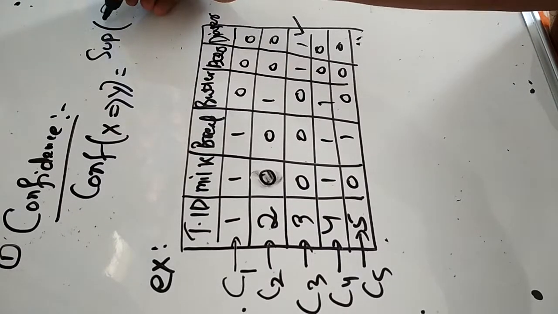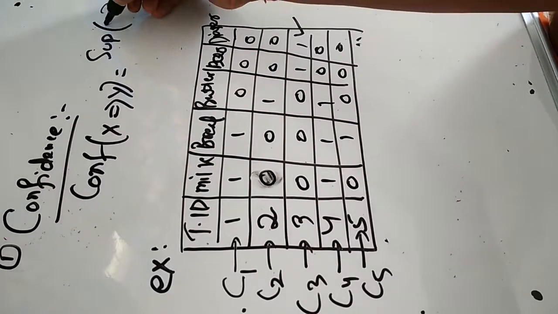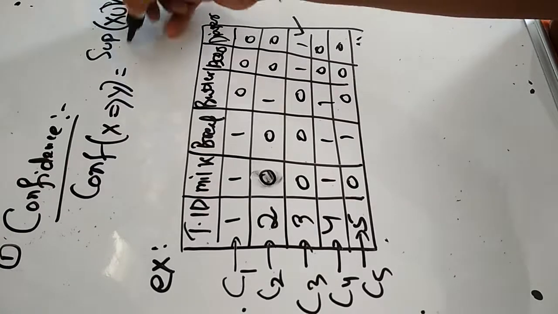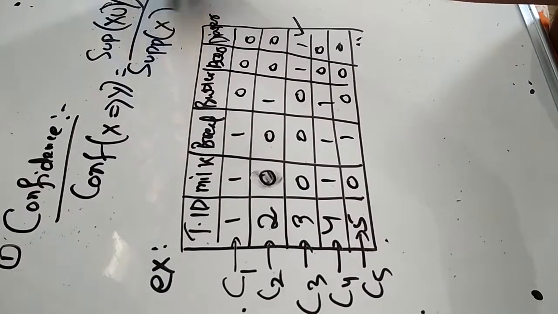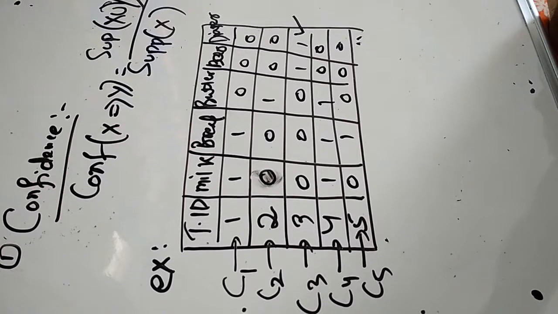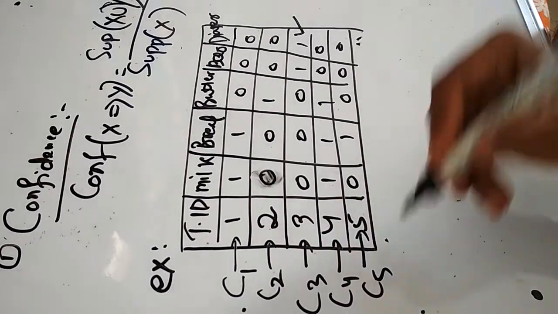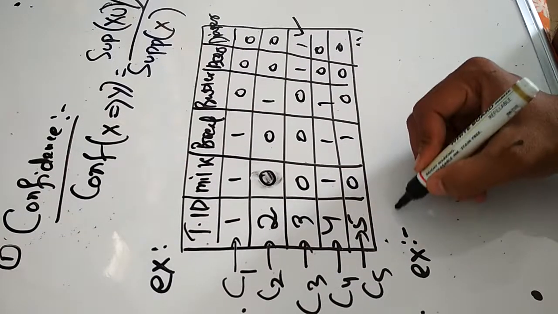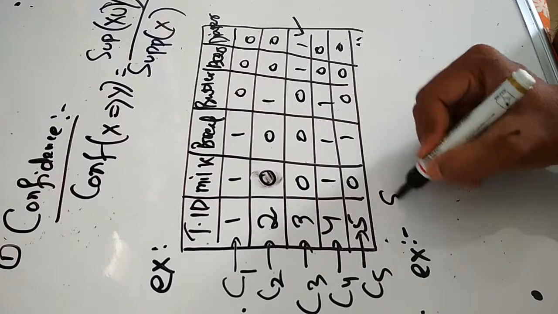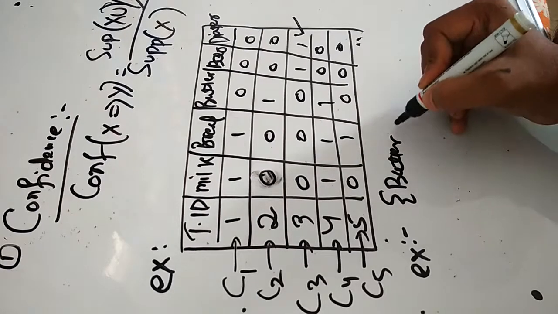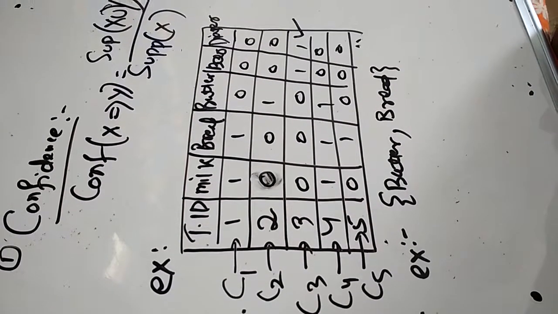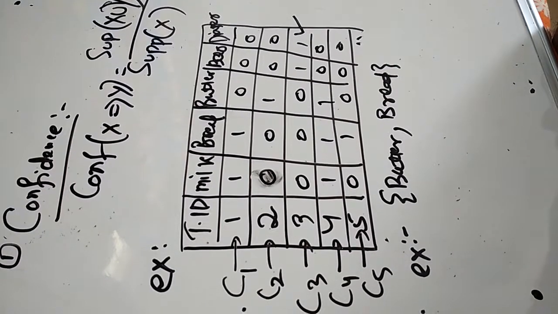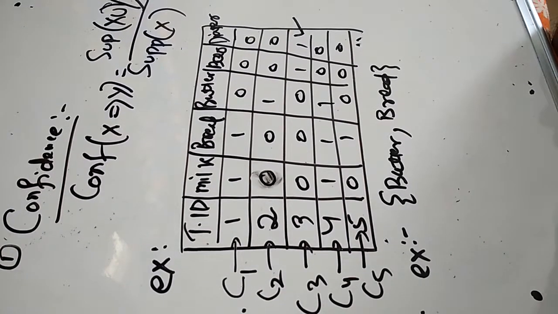support X union Y by support of X. So here we have to find support X union Y by support X. So for example, I am giving butter comma bread. For example, X gives butter and bread.